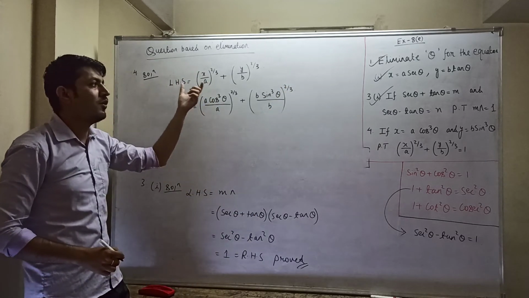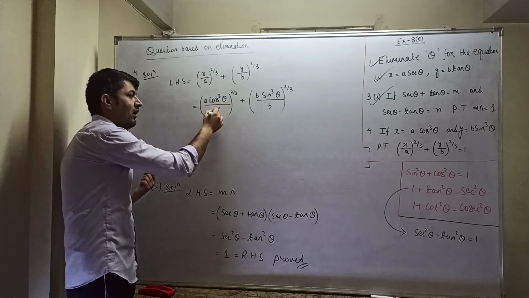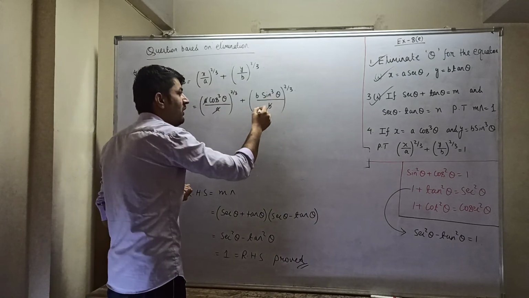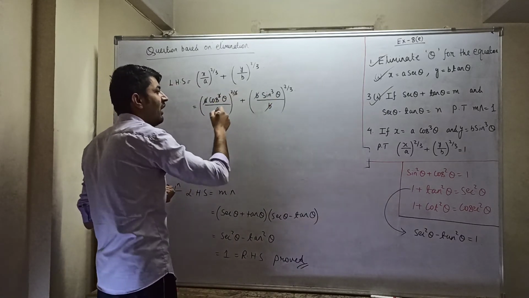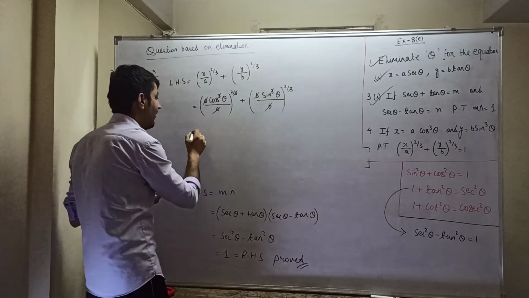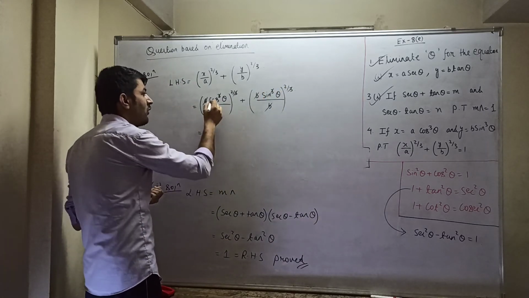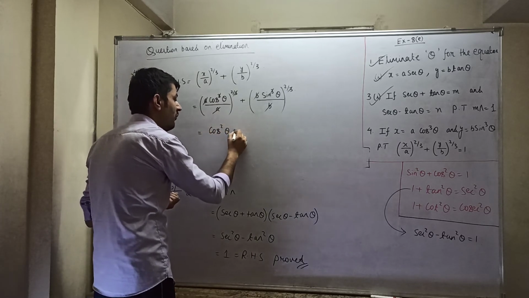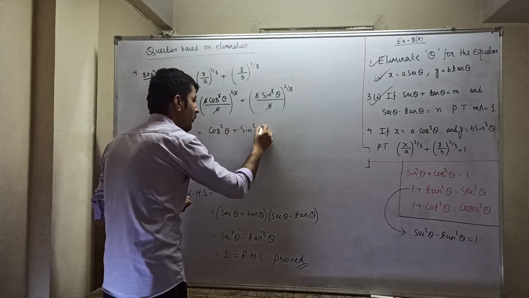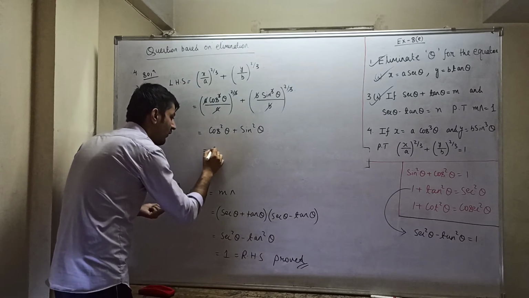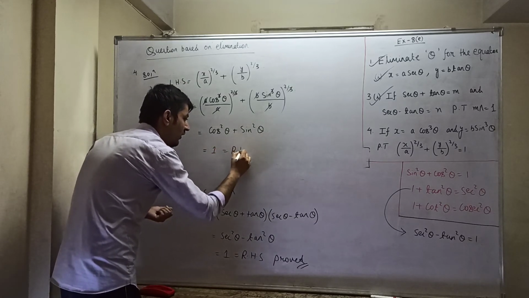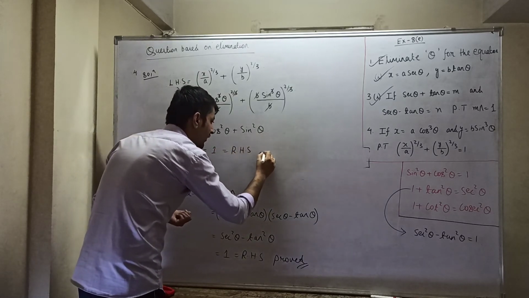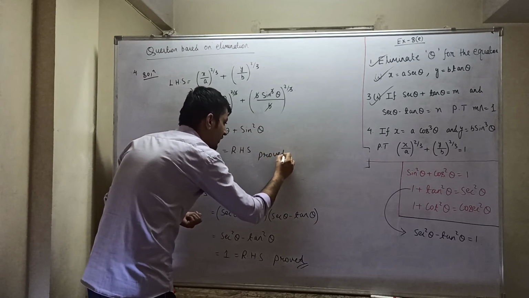Now let us do the simplification. A cancels, b cancels. This 3 and 3 I can cancel, this 3 and 3 I can cancel. So how much did you get? Cos theta whole thing is squared. So it will be cos square theta plus sin square theta. That is equal to 1, which is equal to your right hand side, and this is proved.